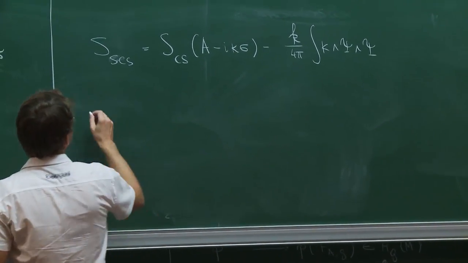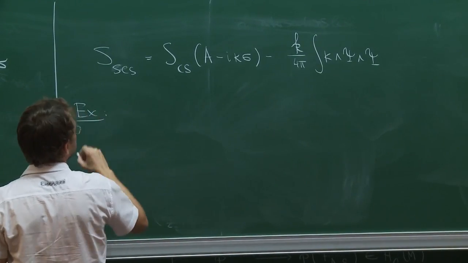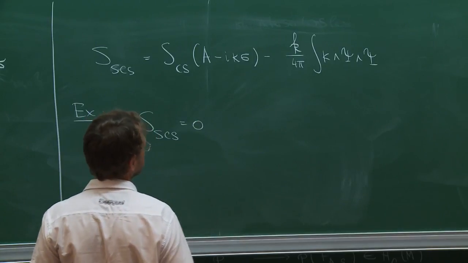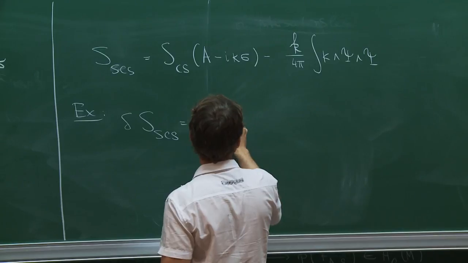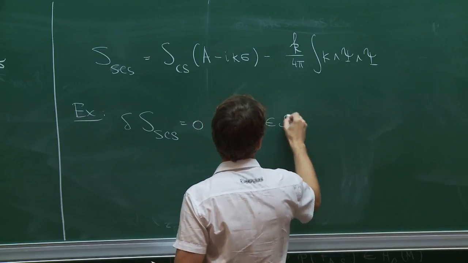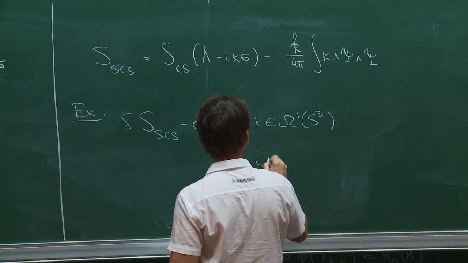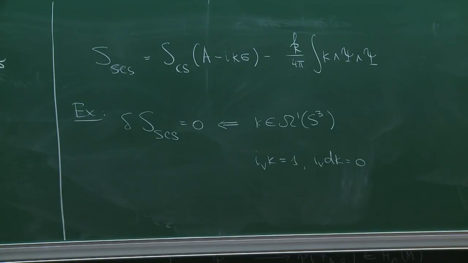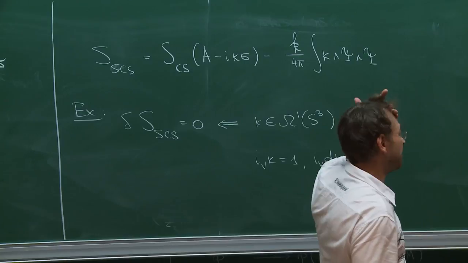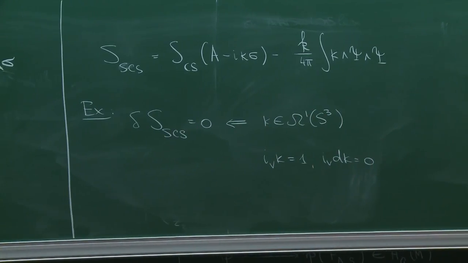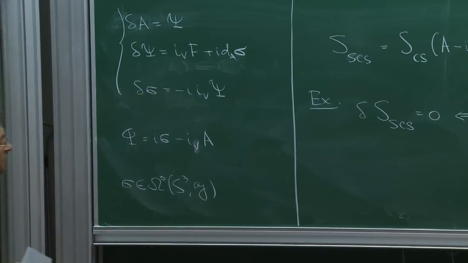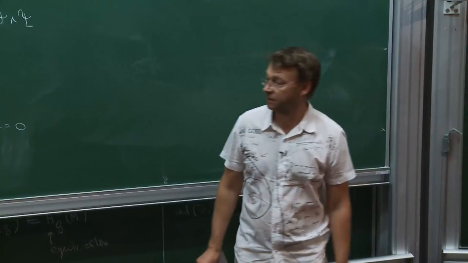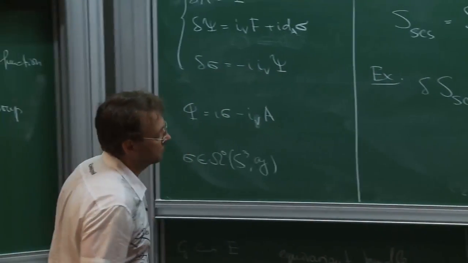So you can prove the following very simple fact. Again, let's say it's an exercise. You prove it yourself. That delta of this supersymmetric Chern-Simons is equal to zero if the following things are satisfied: if kappa is a one form on S3 with the property that I_V kappa is equal to 1, and I_V d kappa is equal to 0. So this is observable. What is the R along the chain? Sorry, I have this bad habit of using V and R. R is, because it's contact geometry, in many places people use R because it's called the Reeb vector field. Sorry, it's just because I use different conventions, okay?